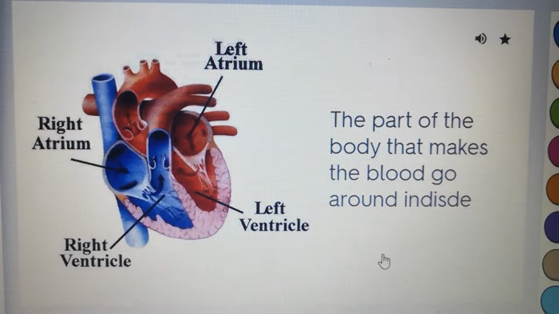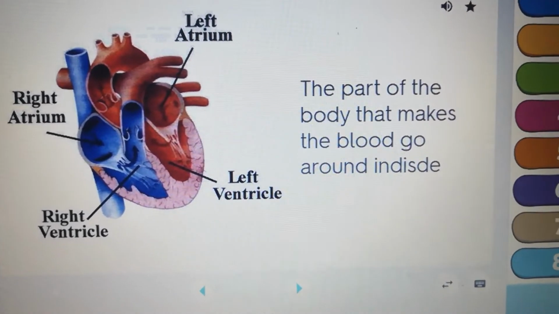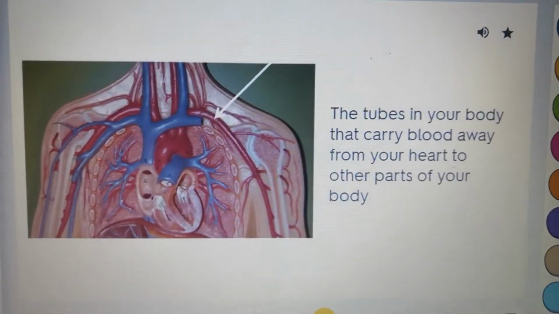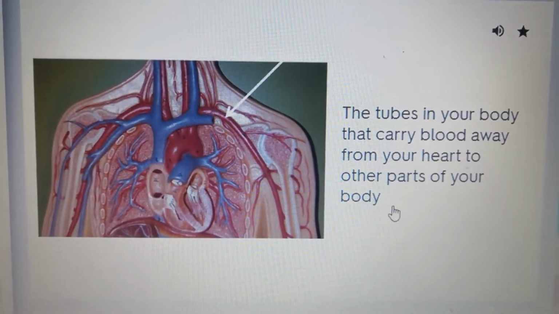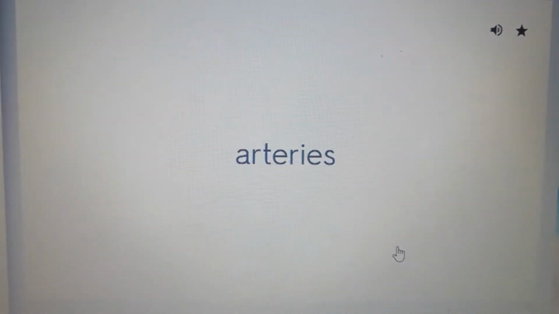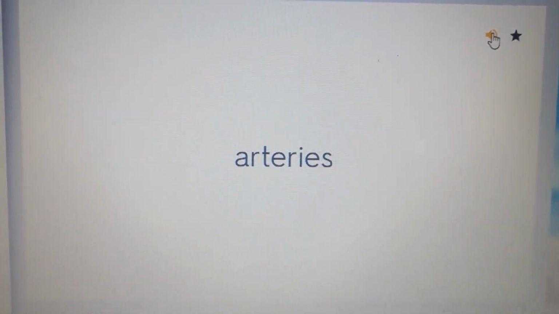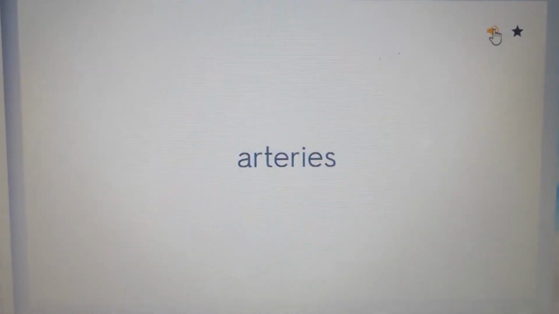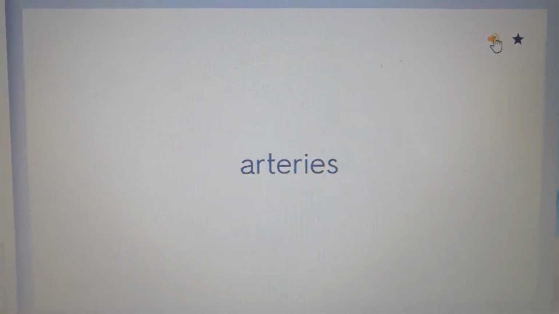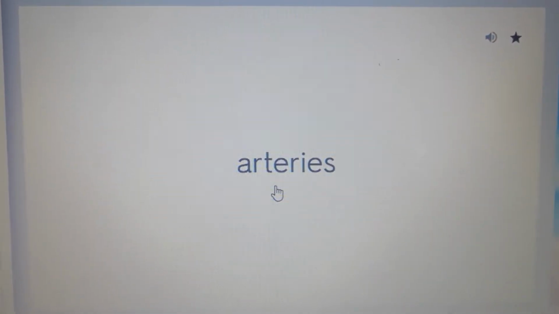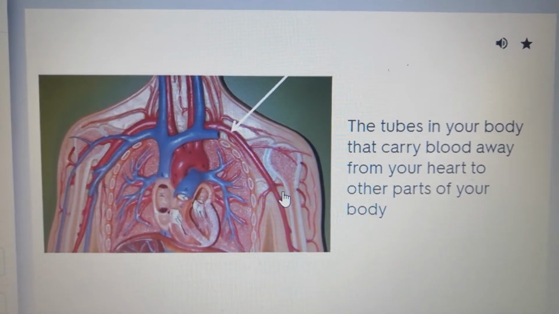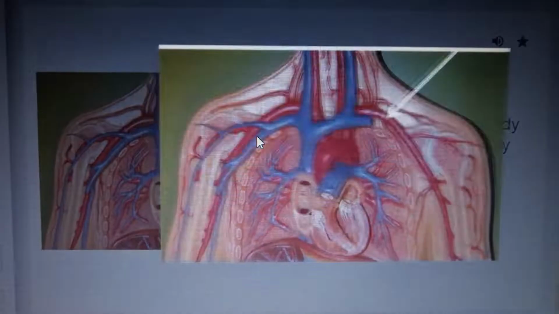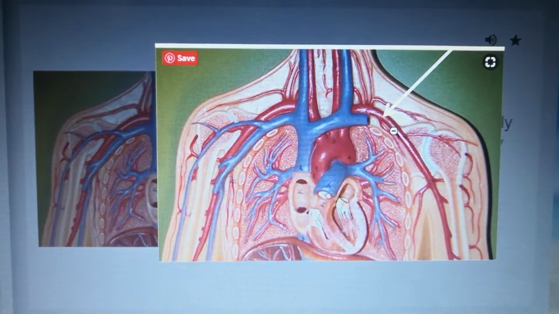Now let's go to the next word. What is our next word? Do you know what it is? This is arteries. Say the word again. Arteries. Arteries. Look at this picture. So this one is the arteries. Can you see it?